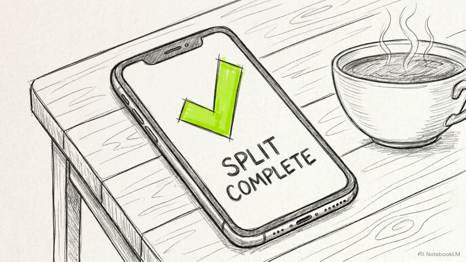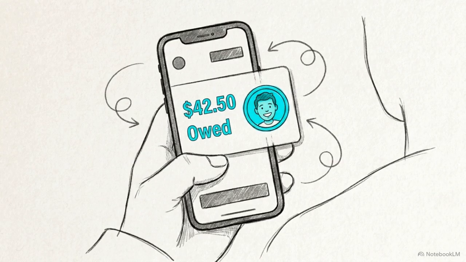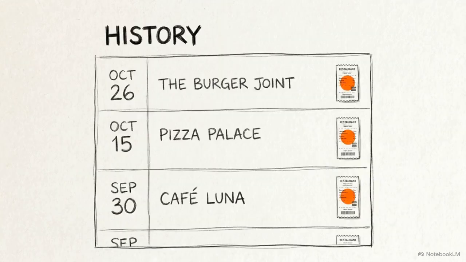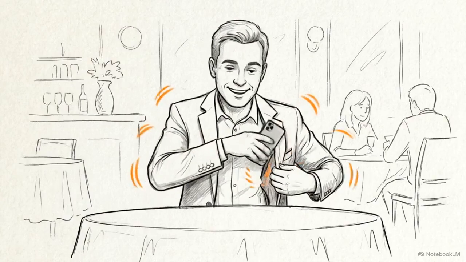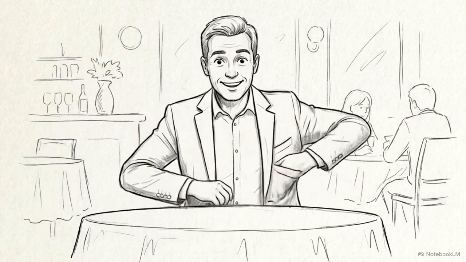The bill is settled fairly, everyone has their exact required contribution displayed on their own phone, and the original receipt is preserved in your history. You finish the entire transaction in seconds, put your phone away, and go right back to talking with your friends.